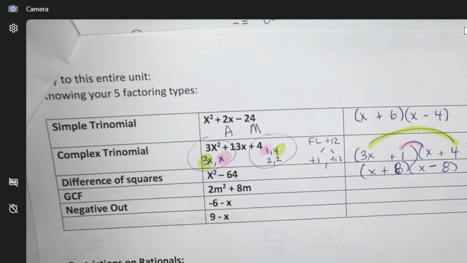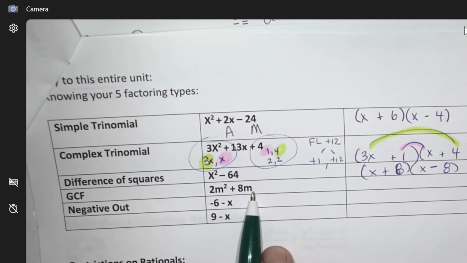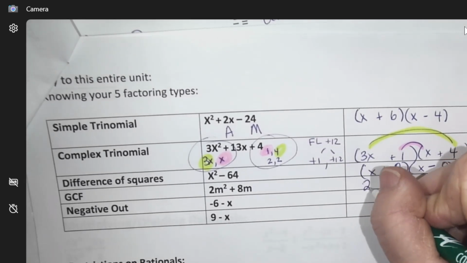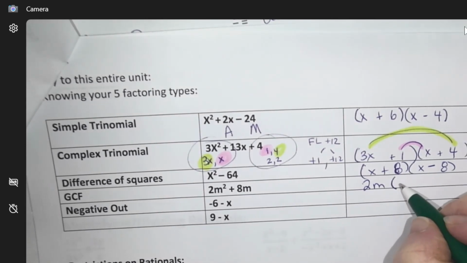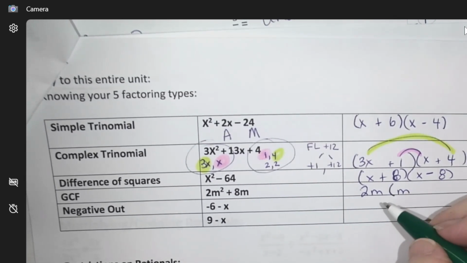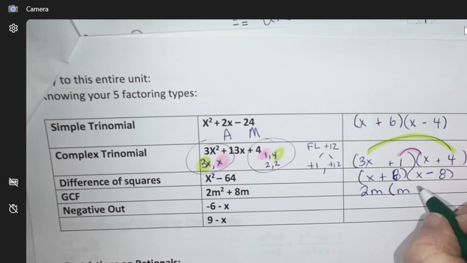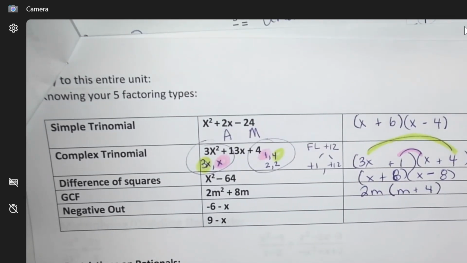Okay, GCF is the other style. So what's in both of them the most? 2m, bracket. So 2m times m, and 2m times plus 4.